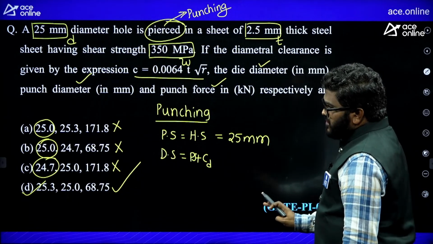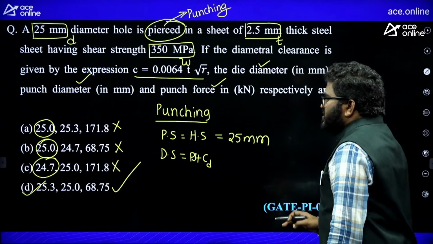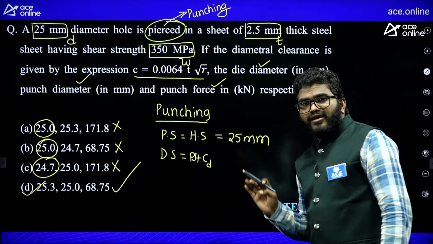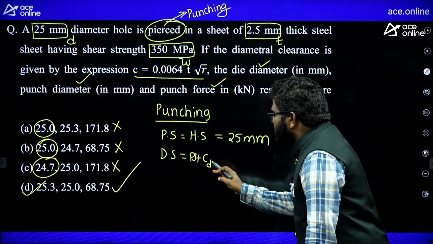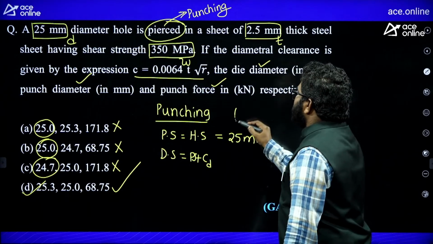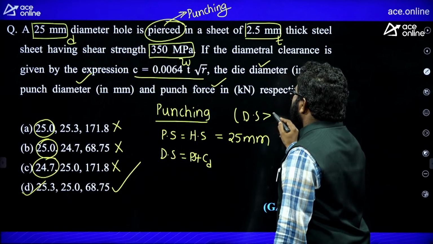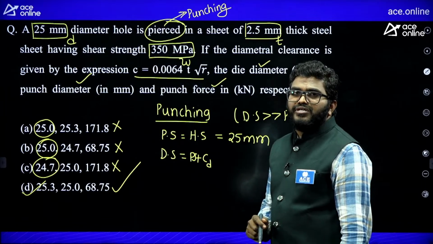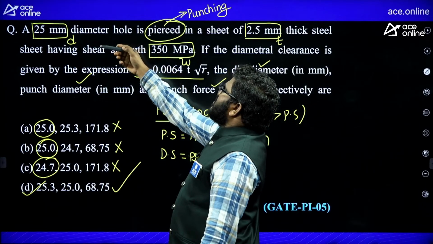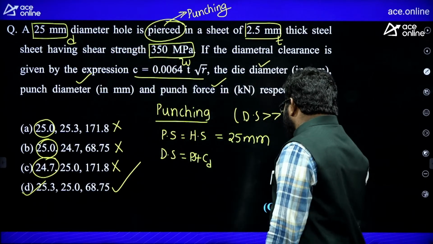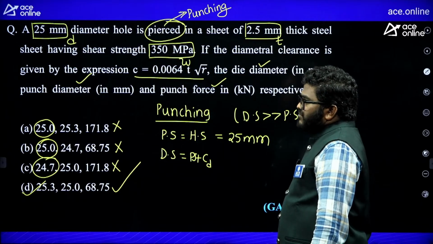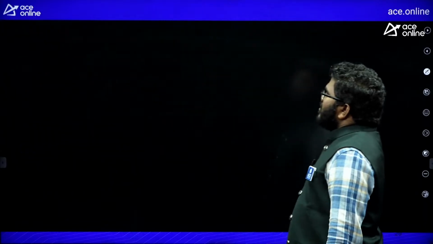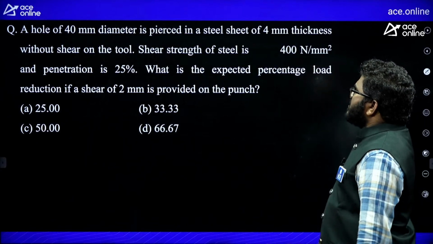Simple. Punching operation. In punching operation, punch size is equal to hole size. Clearance is provided on die. So die size is equal to punch size plus clearance. So always die size is greater than punch size, by the clearance amount. So punch size is 25, die size must be greater than 25. Right. That is next. Very simple questions here.